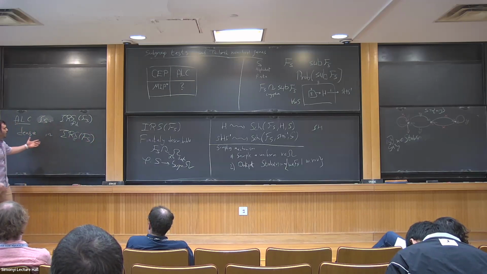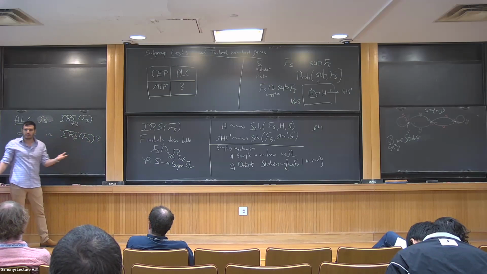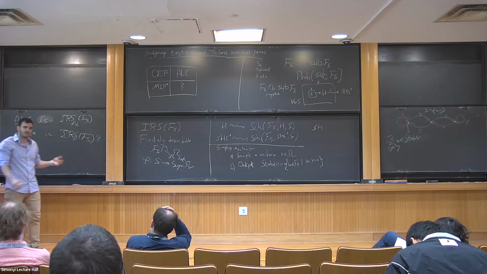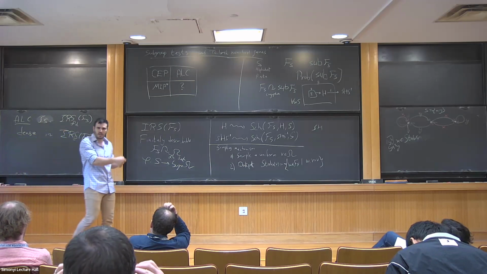And clearly, I need to recall at least what is the meaning of being dense in this set. Okay, what does it mean that a collection of IRSs approach another IRS? And I'll recall it now.